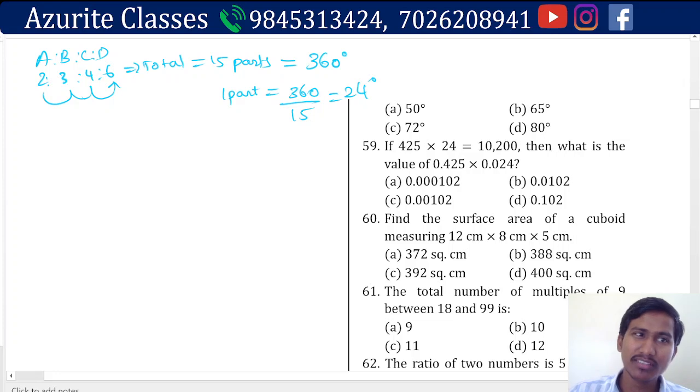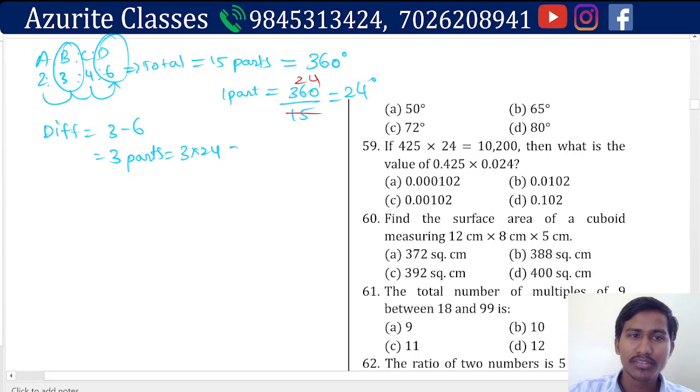So 15 2s are 30, 6 will be remaining. Then 15 4s are 60. So 24 will come. So one part is 24, and they are asking the difference between B and D. B is 3, D is 6. 6 minus 3 is how much? 3 parts. So one part is 24, 3 parts will be 3 into 24. 72 degree will be the answer, option C here. Okay. So answer option C is the correct.